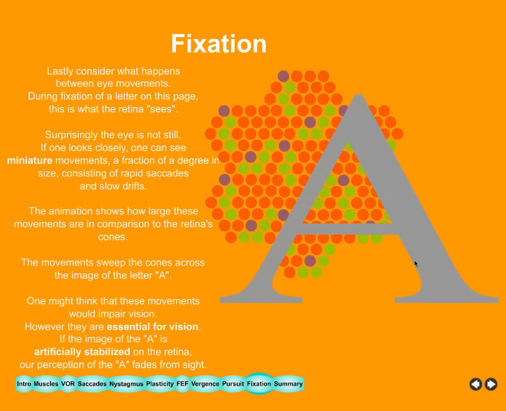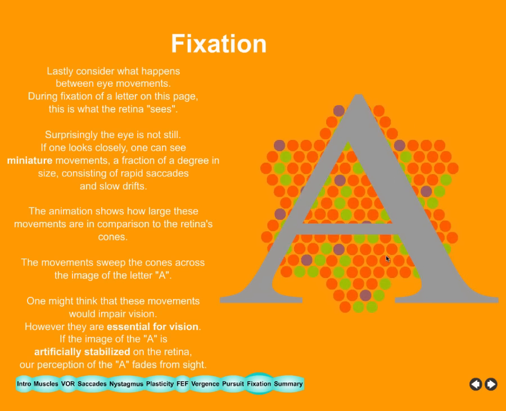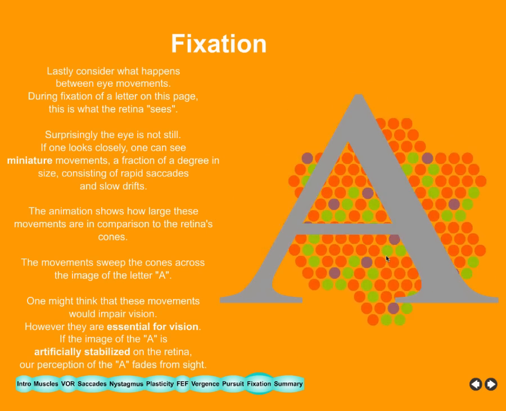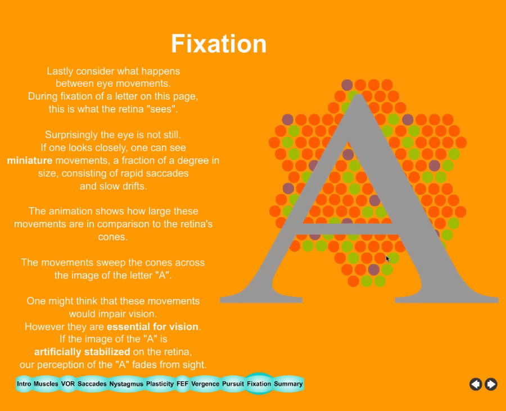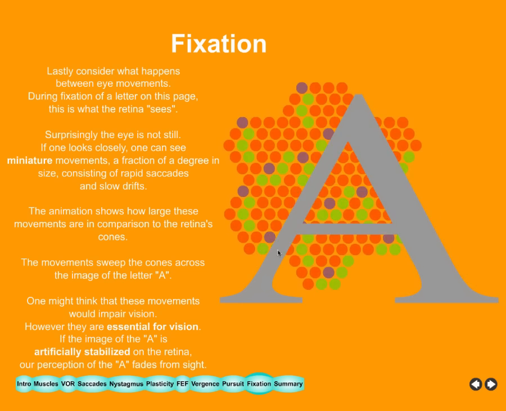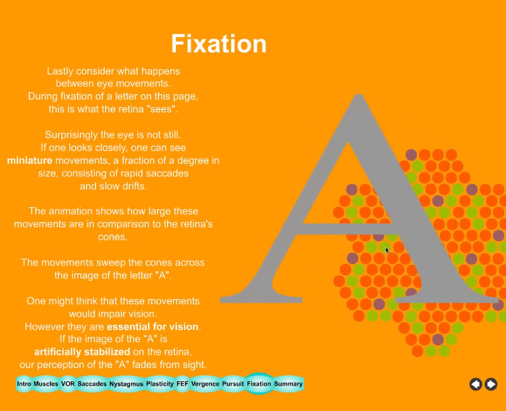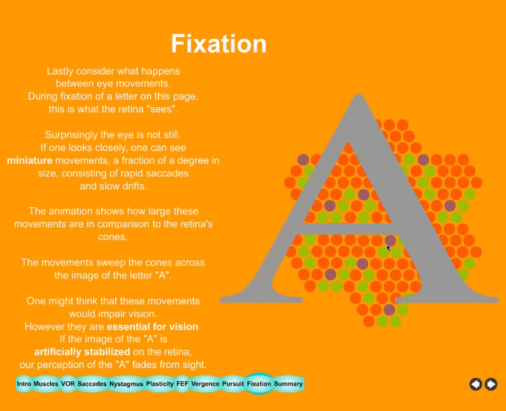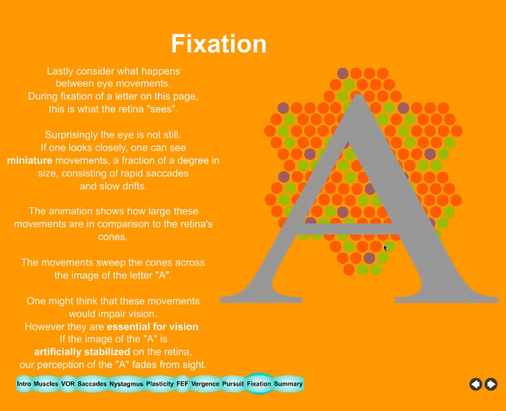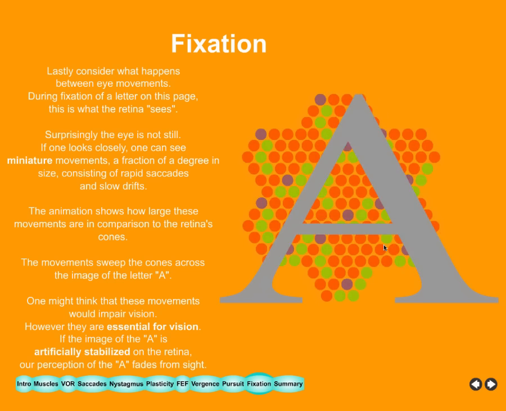But surprisingly, the letter A isn't stationary on your fovea. Okay? So here's the real surprise. There are tiny little eye movements, little flickers of the eye, and then little drifts of the eye, that are constantly moving this letter A on the back of it. They're very small, but compared to the size of your cones, they're quite large.